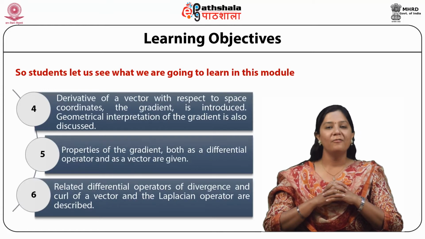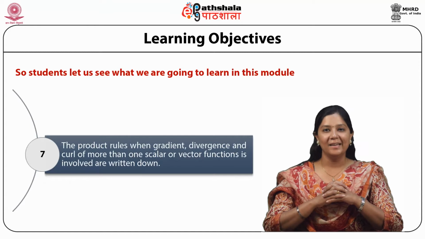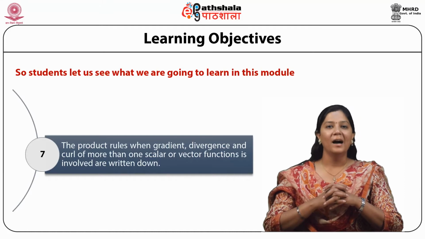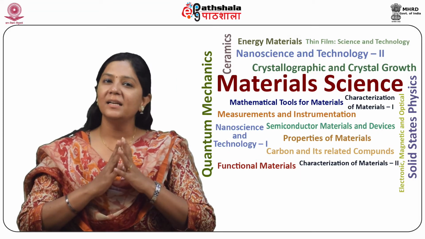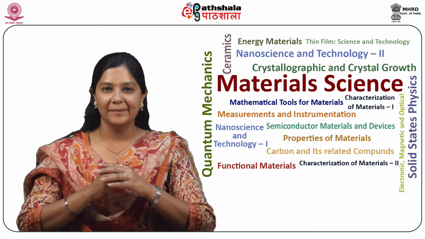Fourth, the derivative of a vector with respect to space coordinates, the gradient, is introduced. The geometrical interpretation of the gradient is also discussed. Properties of the gradient, both as a differential operator and as a vector, are given. Related differential operators, the divergence and curl of a vector, and the Laplacian operator are described. Lastly, the product rules, when the gradient, divergence and curl of more than one scalar or vector function are involved, are written down. Now let us see differentiation with respect to a scalar.